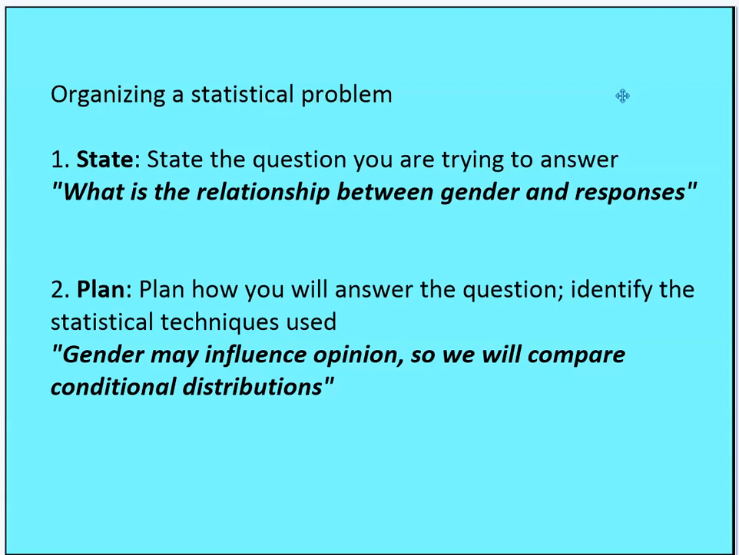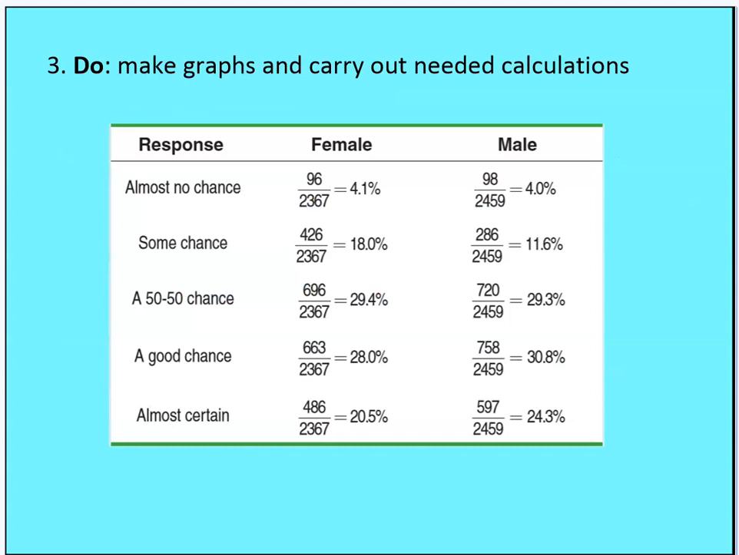So plan: I'm going to figure out how gender is going to influence opinion. So I'm going to compare conditional distributions between the two. And that's the planning part. I'm going to plan how I'm going to answer the question and identify the statistical technique used. So we're going to use distributions here to compare. Then I'm going to do the work. So I make and carry out the needed calculations for the conditional distributions.